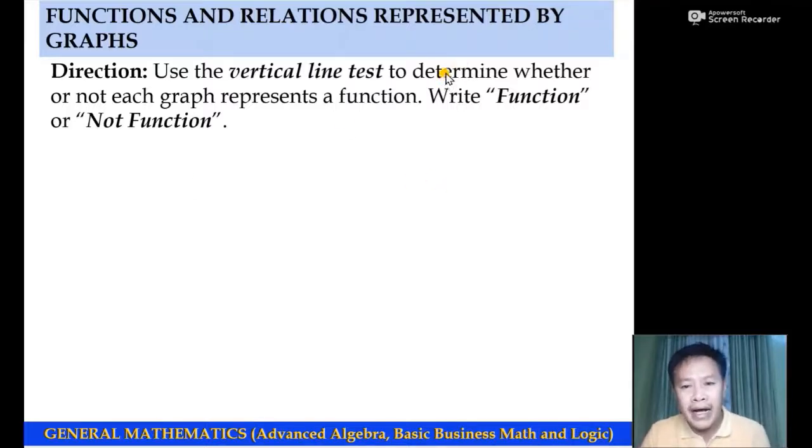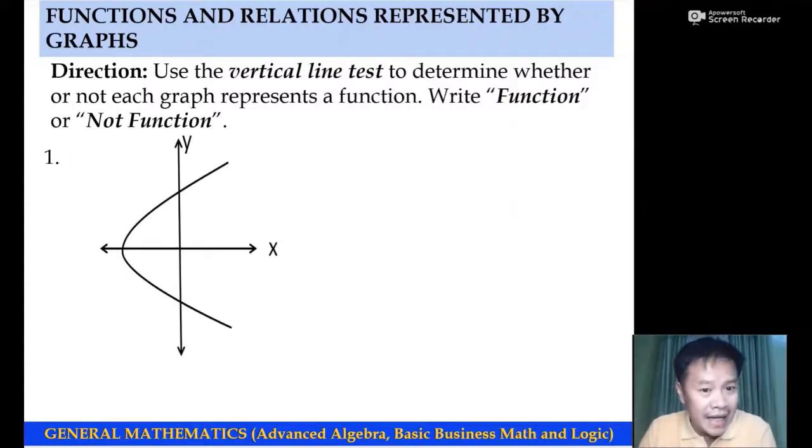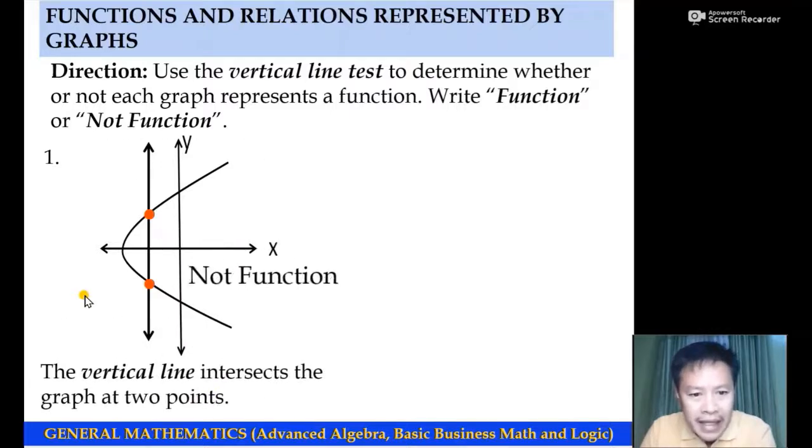To determine whether a graph is a function or not, use only vertical line. Do not use horizontal line. The instruction is function or not function. For number 1, you are going to draw a vertical line. How are you going to draw a vertical line? Like this one. How many points of intersection? There are 2. The second one, there are 2 points of intersection. Sir, there is also point of intersection here. No, our graph is this one. This is our Cartesian plane. So if the vertical line intersects the graph in more than one point, not a function.